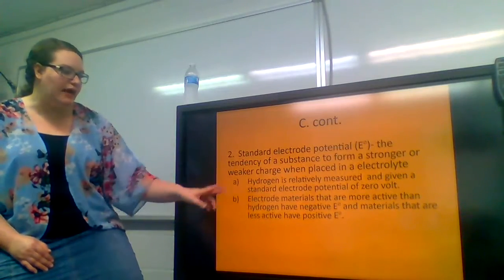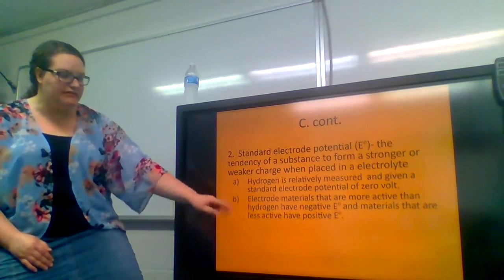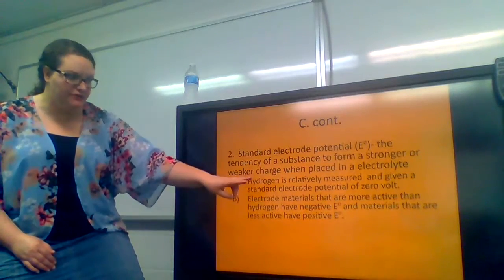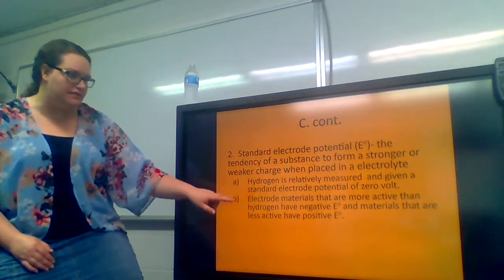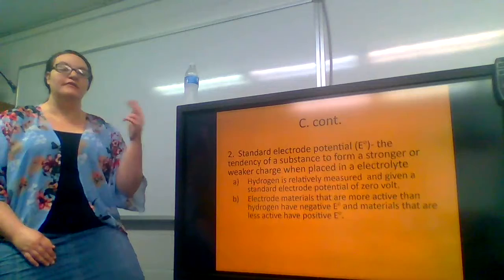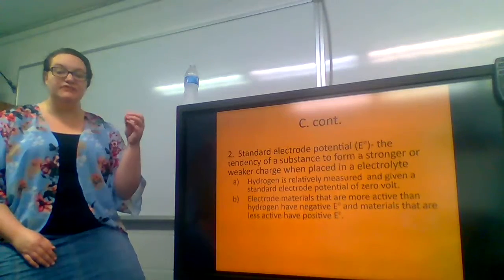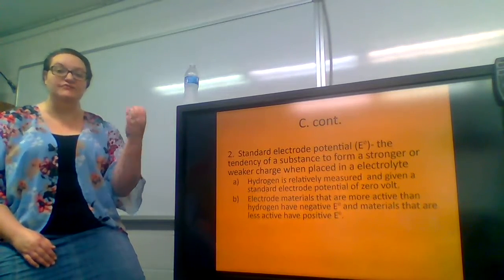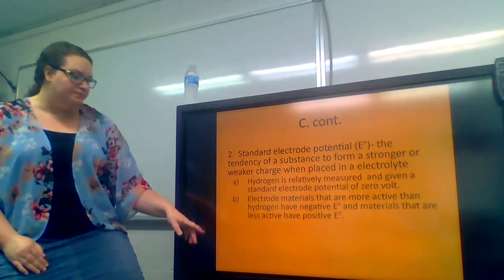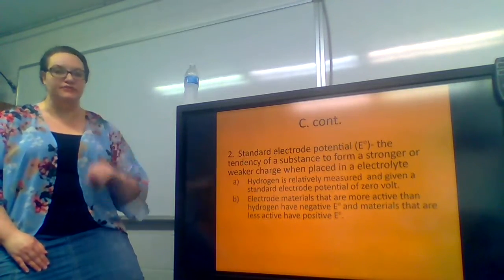Electrode materials that are more active than hydrogen have a negative standard electrode potential, and materials that are less active have a positive standard electrode potential. The reason materials that are more active are negative is because they have more free electrons. And remember, the more free electrons you have in something, the stronger the negative charge of that object. So put 2 and 2 together here, guys. And then obviously materials that are less active have fewer free electrons, so they have a positive standard electrode potential.